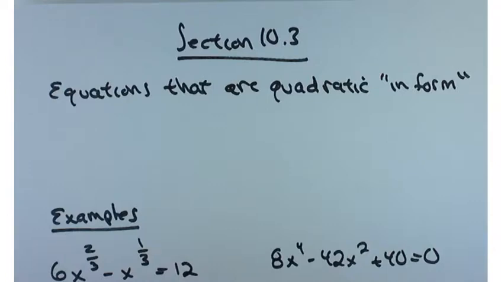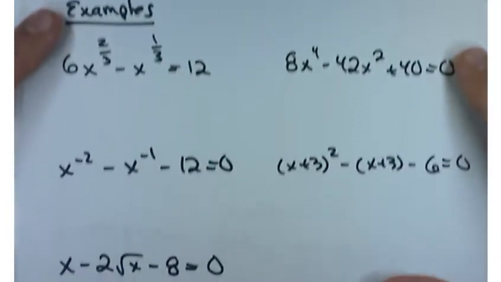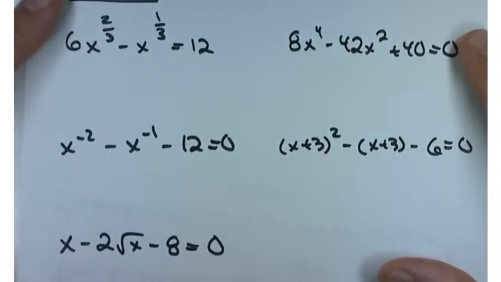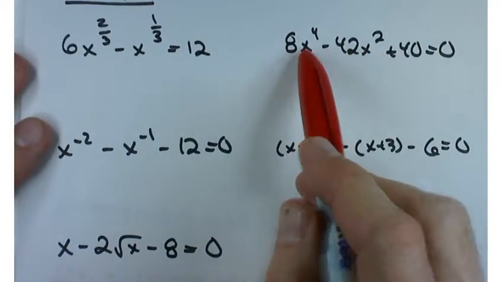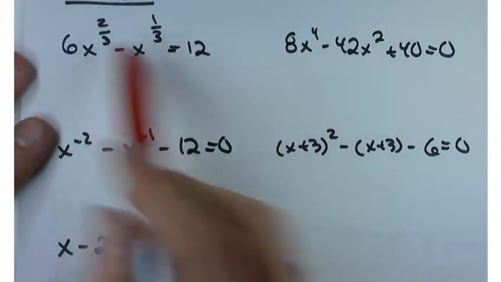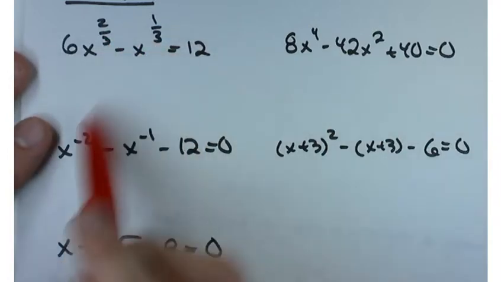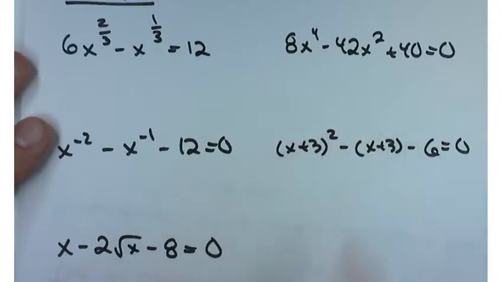So in section 10.3, we're going to solve equations that are quadratic in form. And what I first want us to do is look at a bunch of examples and try and decide, well, what makes something quadratic in form? How can I look at this and say, oh yeah, it's one of those equations, quadratic in form? Well, to try and understand that, what you need to see is kind of a little pattern that exists between the middle exponent and the leading exponent.